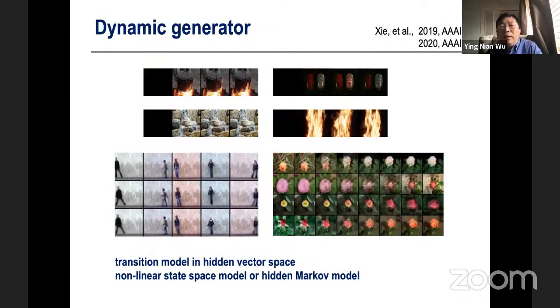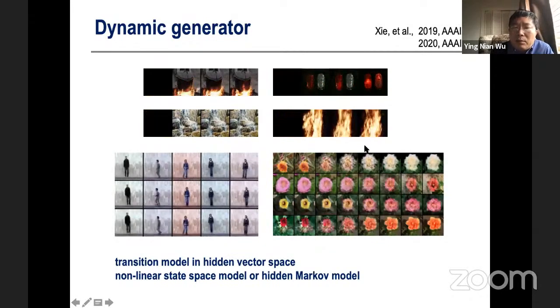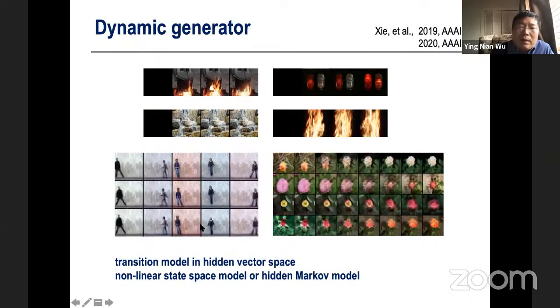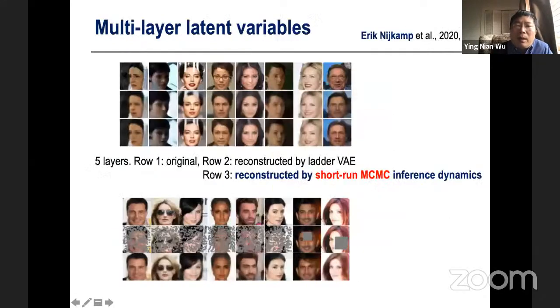And we can also do latent space modeling by a recurrent neural network, similar to the grid cell, where in the latent space the latent vector follows a hidden Markov model. And we can also do this multi-layer latent variable, so that you have abstractions at multiple layers. This was done by Eric Nijkamp, who's a very creative student, also on the job market.